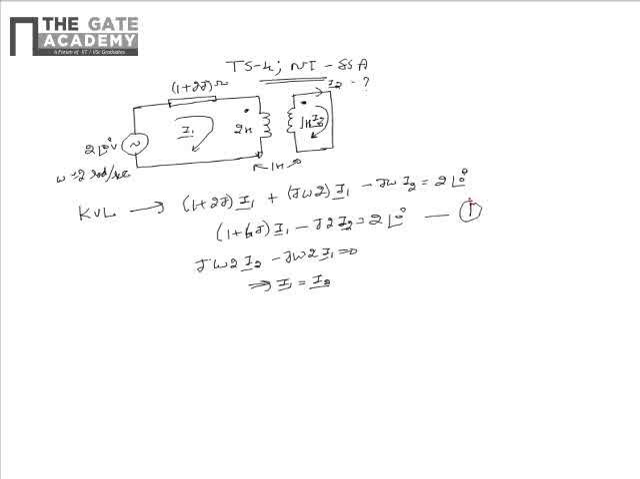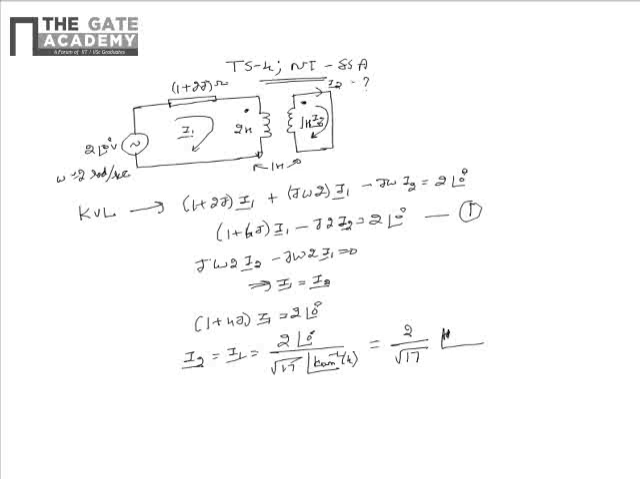Now upon substituting the same in equation 1, we see that the equation gets simplified as (1 + 4j) I1 is equal to 2 at a phase of 0 degrees. So from this we can say that I2 is equal to I1 is equal to 2 at a phase of 0 divided by root 17 at a phase of tan inverse 4. So the current can further be simplified as 2 by root 17 at a phase of minus tan inverse 4 ampere. From this we see that the correct option representing the current I2, that is the current in the secondary coil, is A.